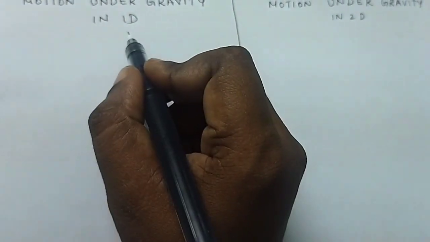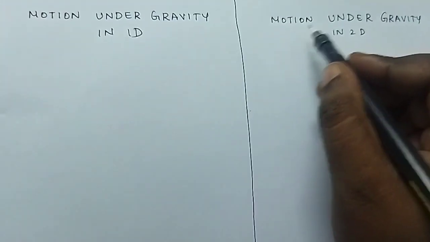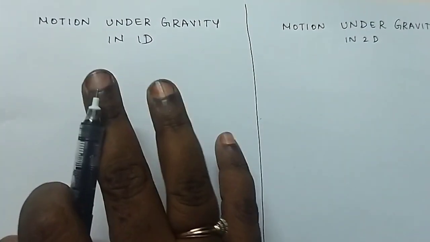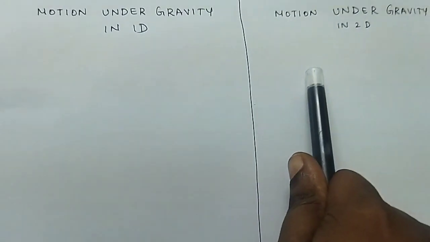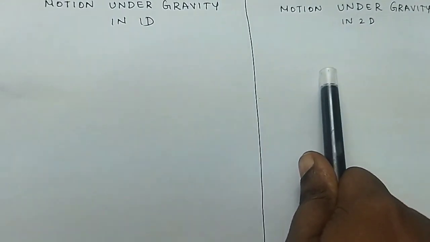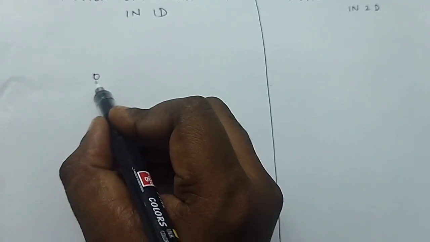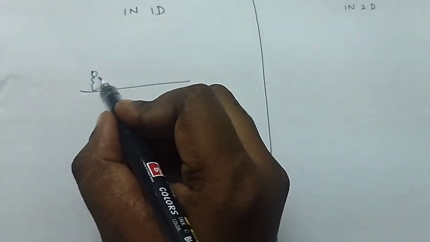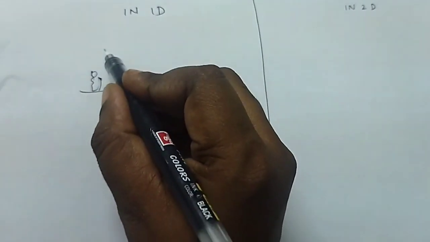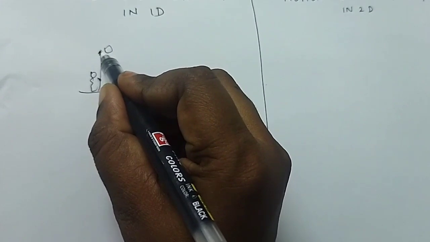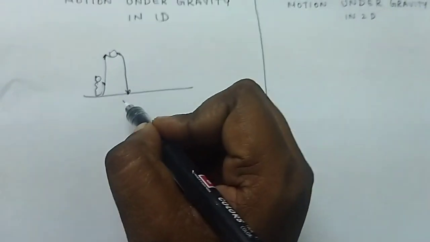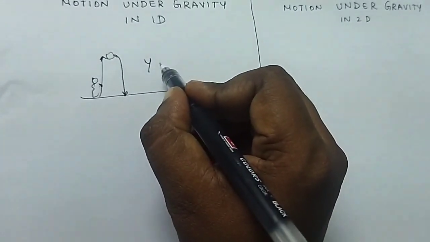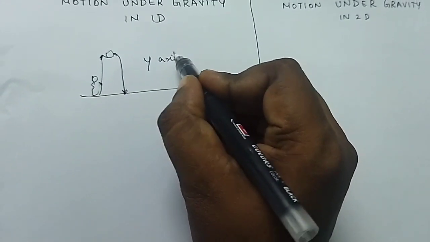I'm going to teach you an easy way to remember the formulas of motion under gravity in 2 dimensions with the help of motion under gravity in 1 dimension. So here we are going to find out the height, range and time with respect to the motion under gravity in 1 dimension. So what is motion under gravity in one direction? An object is thrown vertically upwards and then it comes down. So here the motion is only in the y-axis.